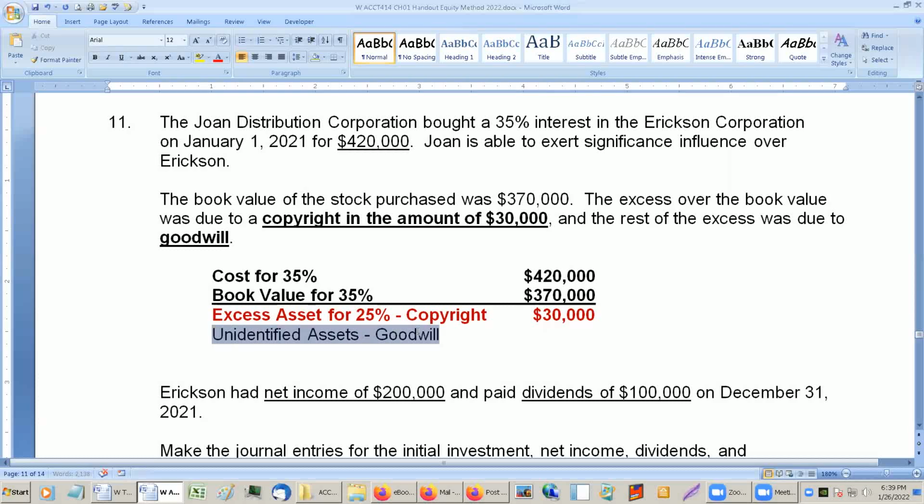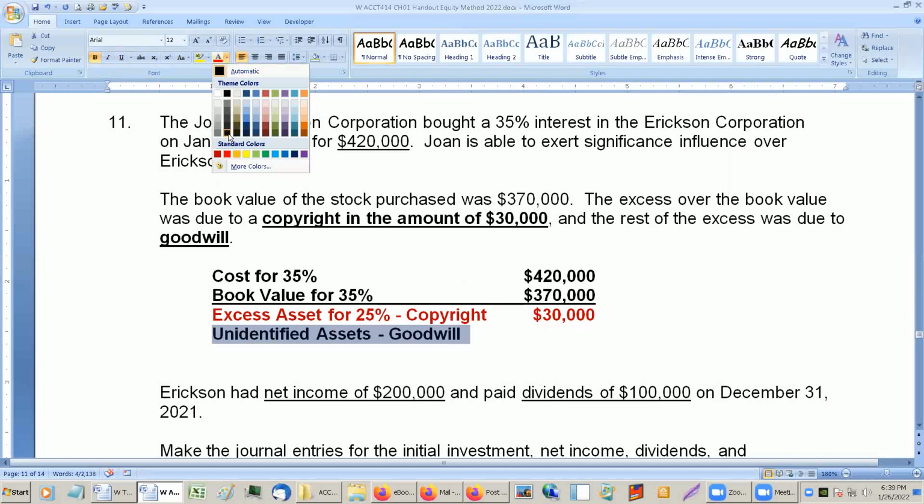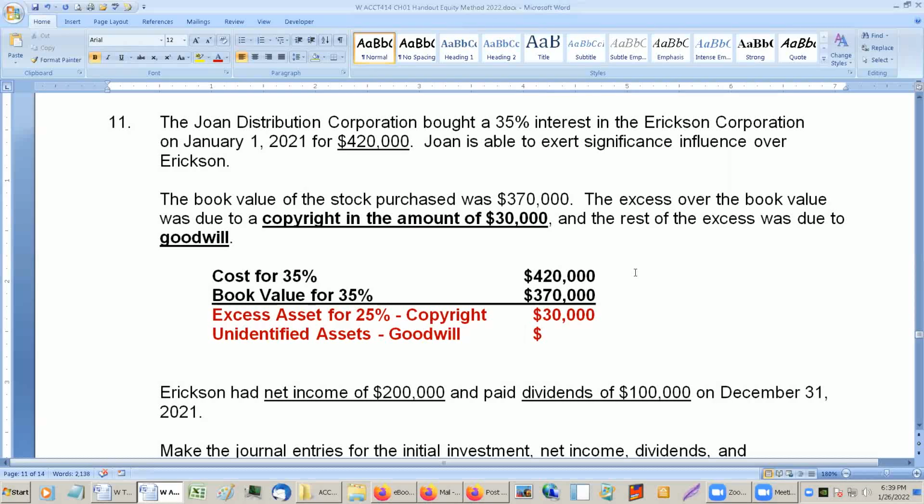So how much are the unidentified assets, the goodwill, worth? If we paid 420 for it, the book value was 370. But you'll notice that 370 plus 30 is 400. So how much would the goodwill be? 20,000? Yep. So the other 20,000 is that unidentified goodwill. Again, it's not tangible. Copyrights aren't tangible either, but they have a value associated with that copyright, whereas goodwill is simply that the organization is being run better than normal.